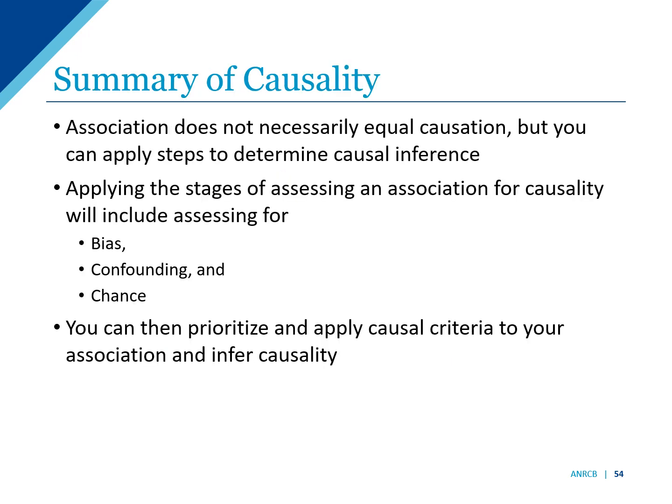In summary, association does not necessarily equal causation, but you can apply the steps in this topic to determine causal inference. Applying the stages includes assessing for bias, confounding, and chance, and you can prioritize and apply causal criteria to your association to infer causality.